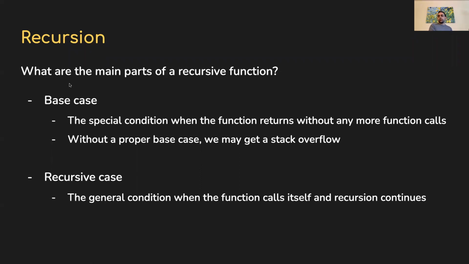What are the main parts of a recursive function? Sorry, I guess example to come. There are two main parts that you should implement for a recursive function. One is the base case. This is your special condition where your call stack will stop growing. It's going to hit that point and basically start building back down or tearing down.